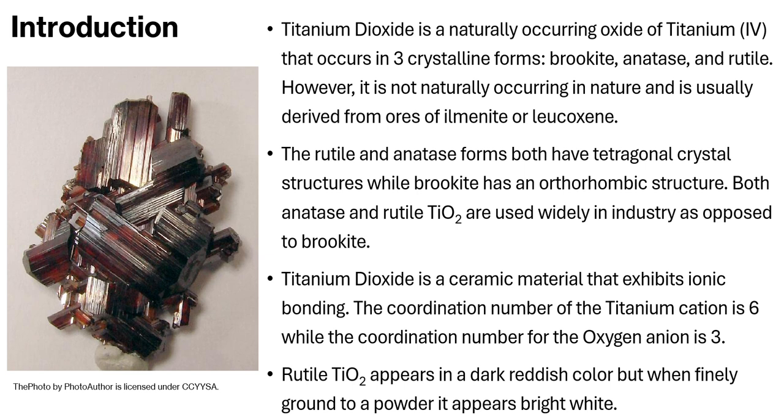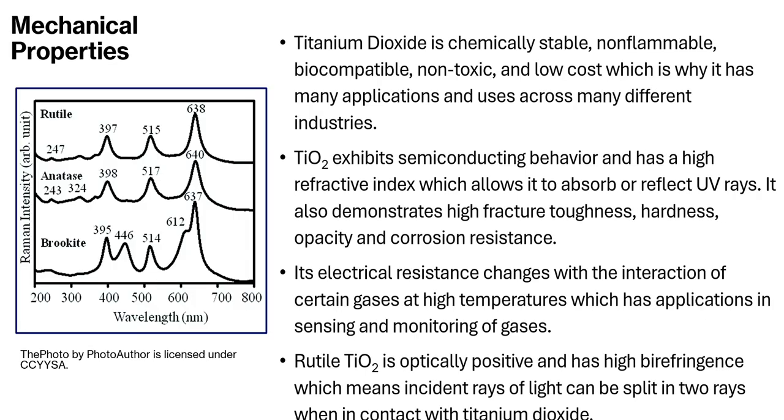Titanium dioxide is a ceramic material that exhibits ionic bonding, and the coordination number for both the rutile and anatase crystalline structures for the titanium cation is 6, while for the oxygen anion is 3. The difference between the crystal structures is that the anatase is less densely packed. Rutile TiO2 appears in a dark reddish color, but when finely ground to a powder, it appears bright white.